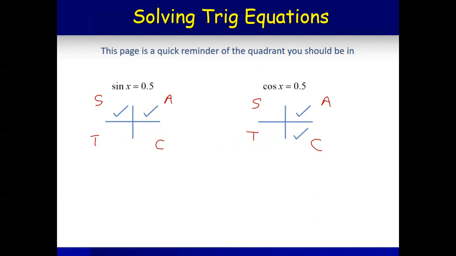Unfortunately, when you use your calculator, which angle does your calculator give you? So what is the angle that would make cos x equals 0.5? How do you find that? How would you solve this? Cos x equals 0.5.